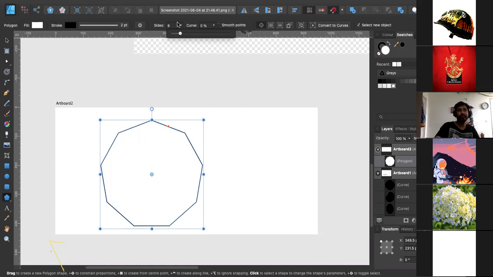Now see something interesting. I'm increasing the number of sides. See here, the sides, it's 9, right? So I'm making it 10, 11, 12, 13, 14, 15, 16. Now, what is it slowly becoming? A circle. Closer to a circle. Right. But it'll never be exactly a circle.